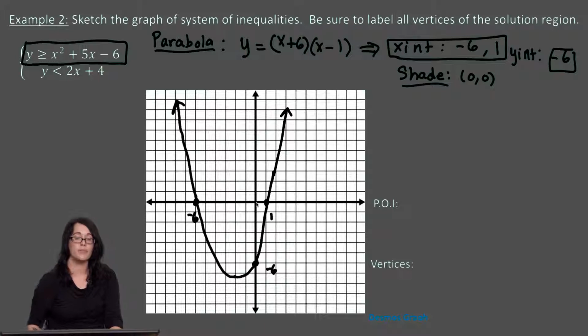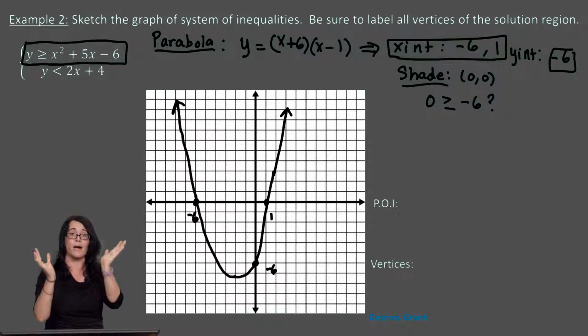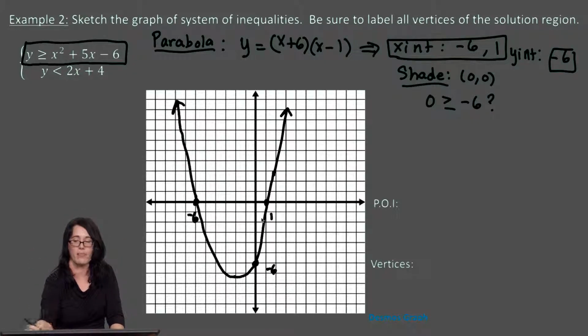Well, (0, 0), if you plugged it in to the original, you would have 0 is greater than or equal to, that's right, negative 6. Well, is 0 greater than negative numbers? It is. So we would include (0, 0), which is above that parabola. So including it, we are shading above our parabola. So currently that's where we are, somewhere in this vicinity.